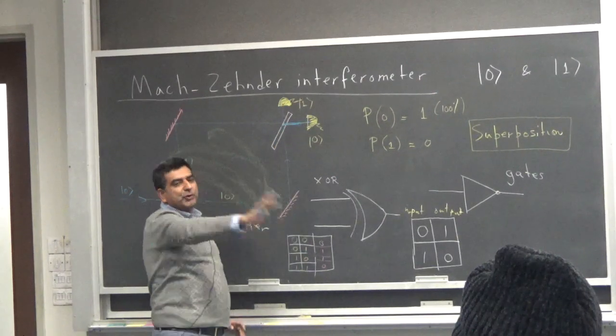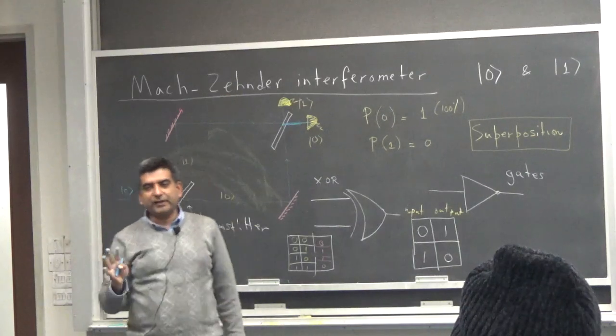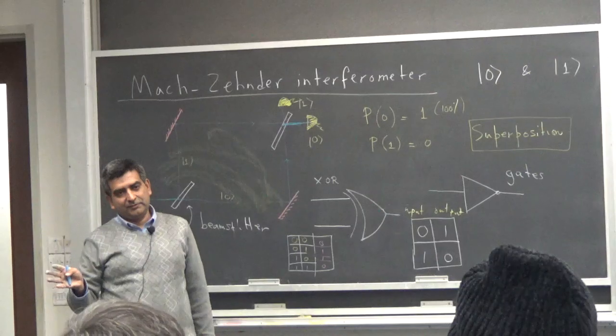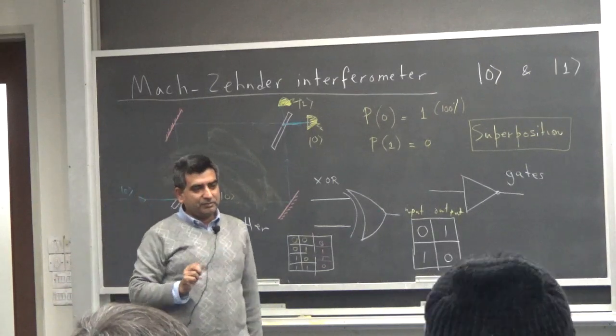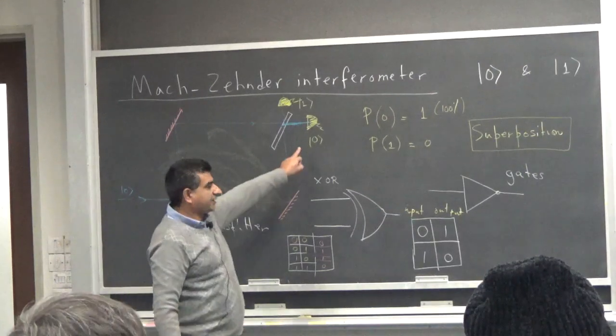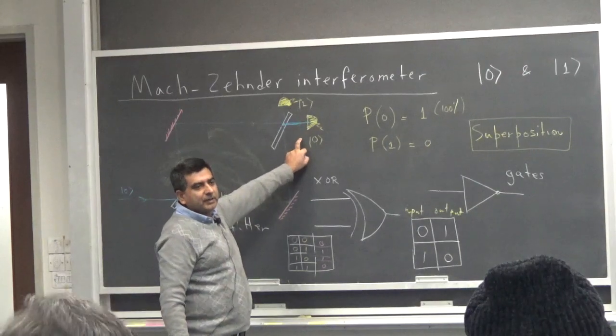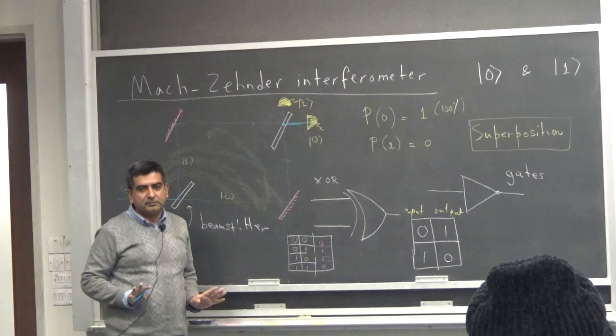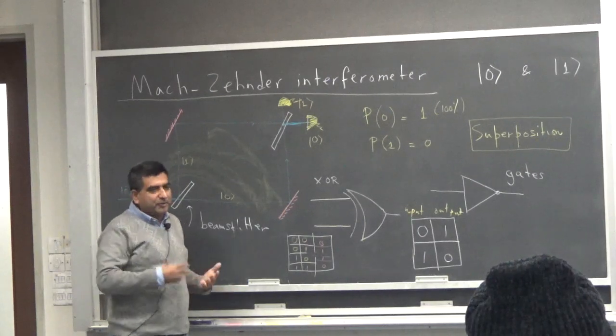So if you want to repeat this experiment over and over again with freshly prepared identical photons, all of them in the state ket 0, you would always get this detector to click. This is the simplest quantum computer you can think of. Why is this a quantum computer? We're going to explain why.